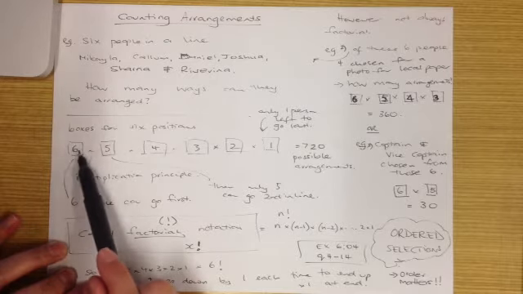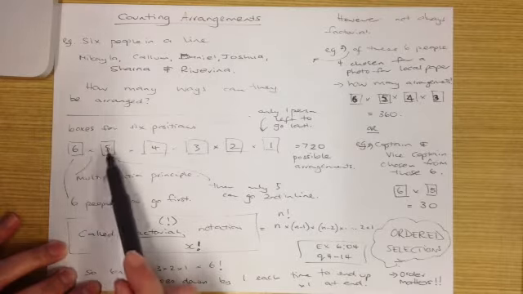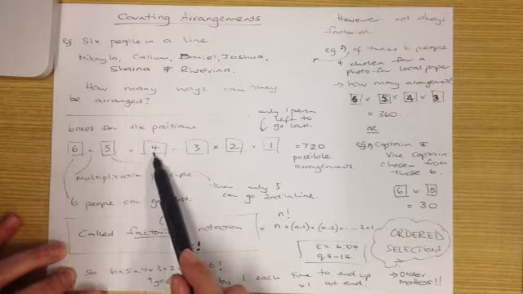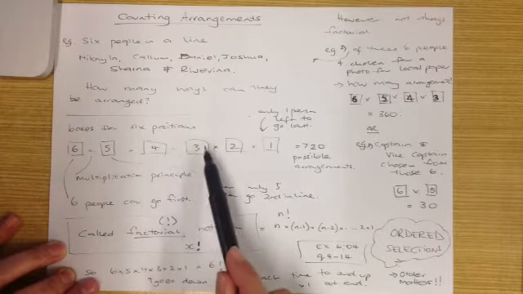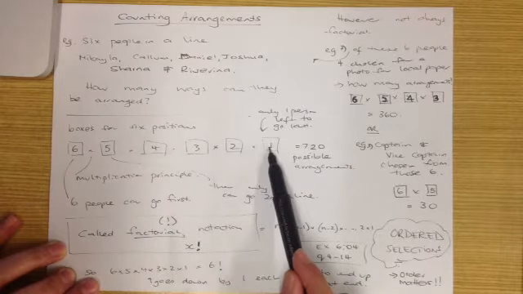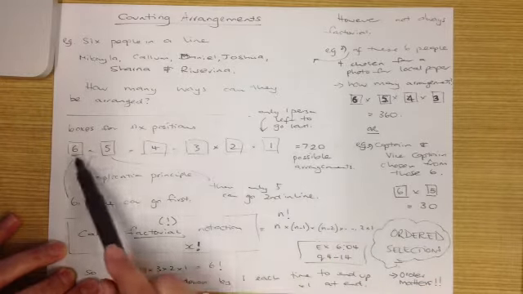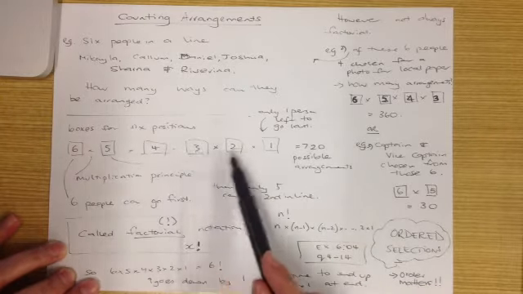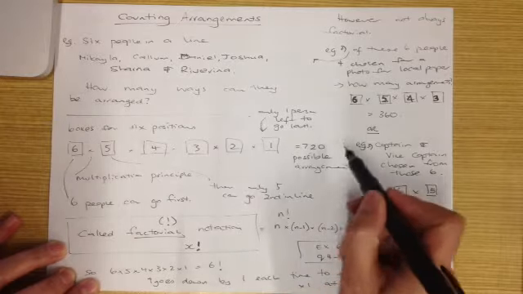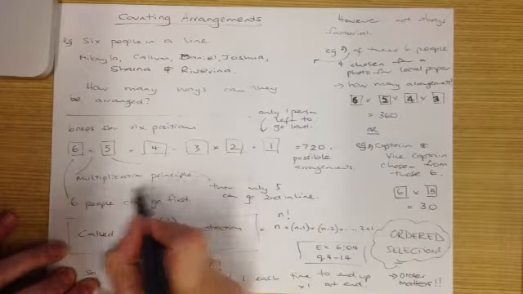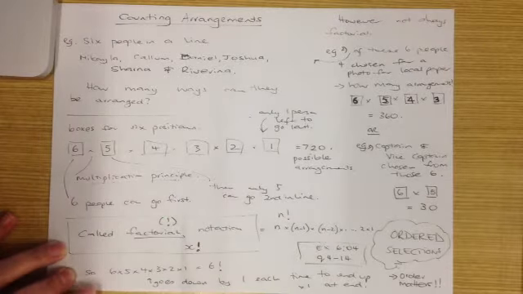But once I've chosen that person who's first in the line, I only have 5 left to choose for the second position. Once I've chosen that second person, I then only have 4 people left to choose from for the third position, and so on. Until the last position, I only have 1 person left who just fills that last position. So 6 times 5 times 4 times 3 times 2 times 1 gives me 720 possible arrangements. And I'm just using the multiplication principle that we talked about today in class.